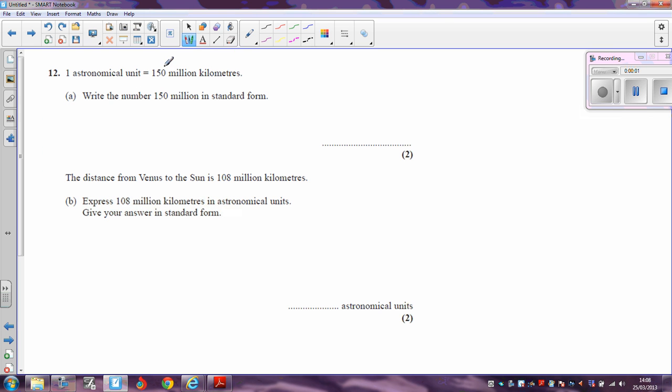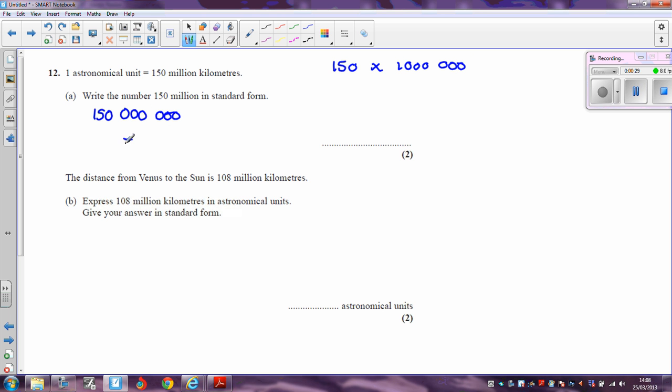Okay, first thing they asked me to find here is, well, they gave me a bit of information about astronomical units, but I'm not doing anything with that in part A. They want me to write 150 million in standard form. Well, 150 million is 150 followed by 6 zeros. Or if you're not sure about that, you can do 150 multiplied by a million on your calculator, I suppose. Either way, you're going to get 150 followed by 6 zeros.